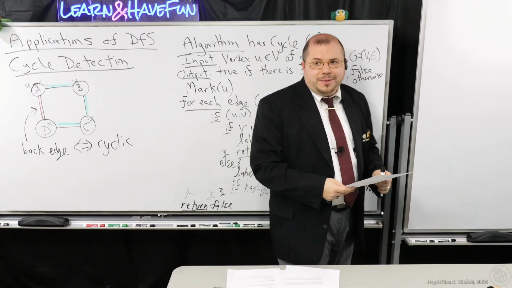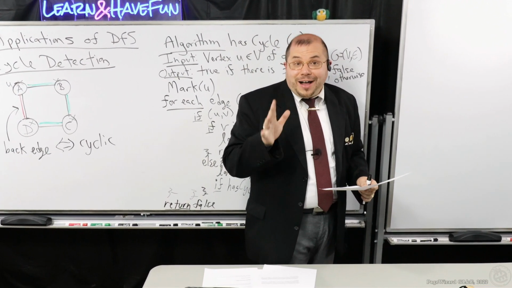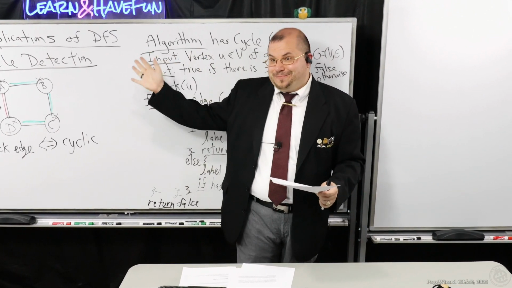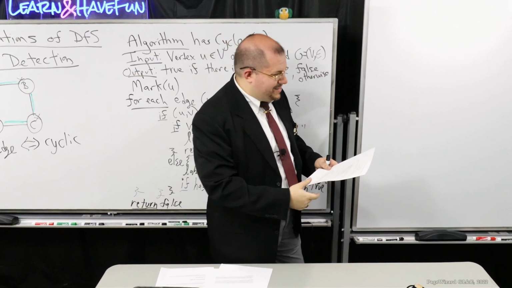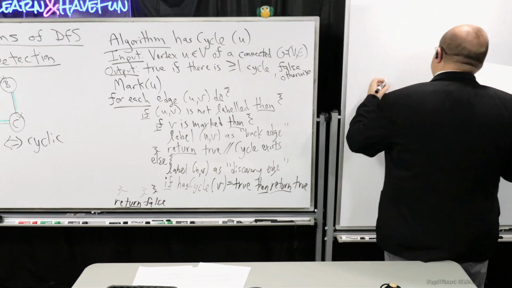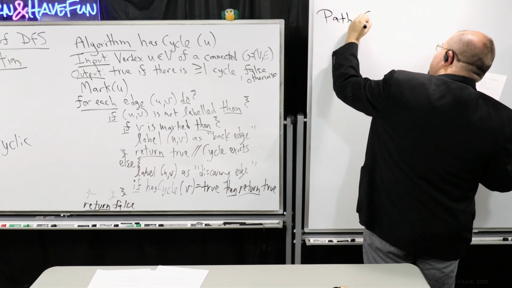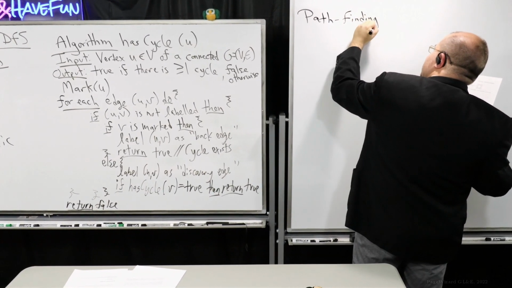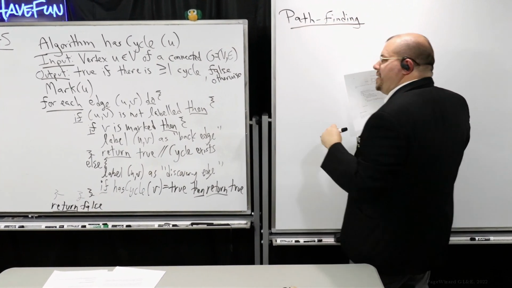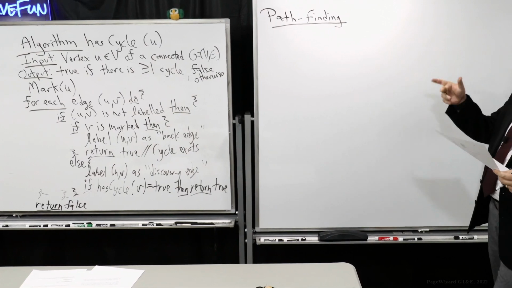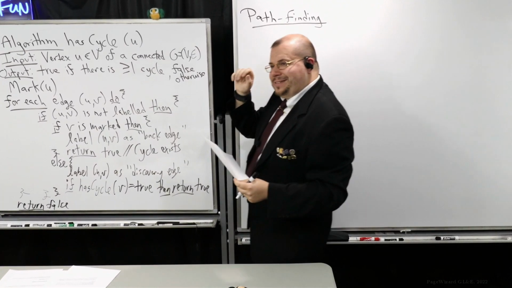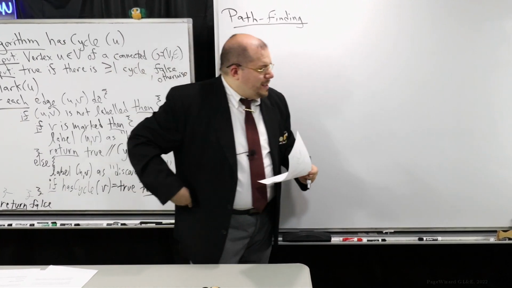So that brings me to talk about pathfinding. How do you find a path in a graph by adapting DFS? How do we compute a path using DFS? Let me just take this and we're going to take it one step further. So here we go.